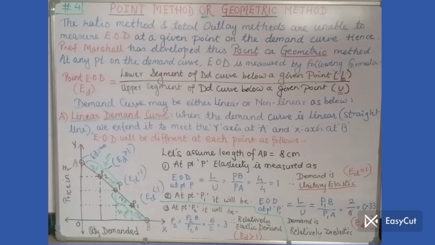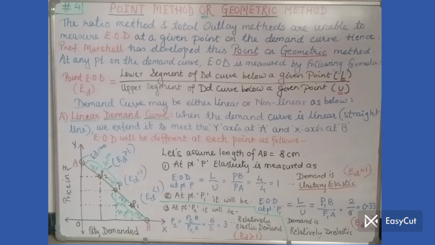Now let us consider the third case, one more case at point P2, which lies on the upper side. At point P2, the elasticity of demand can be calculated with the same formula, lower upon upper. So here the lower portion is P2B, upon the upper portion P2A. So the measurements will be 6 upon 2, which will give the answer as 3, and hence the demand is relatively elastic because ED is greater than 1. So all the three things we have done. I hope you understood this.